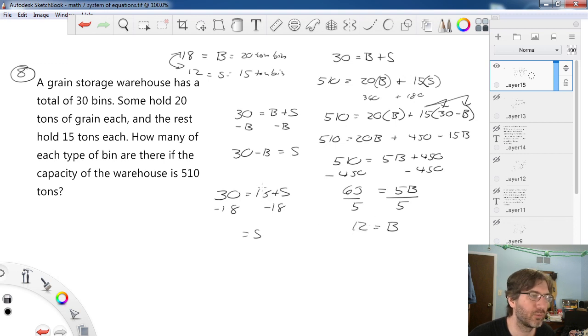And then when you plug in 12 here, it's the reverse. That would equal 18. So that's 12 and that's 18. That's my mistake.